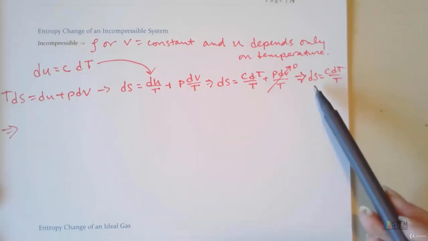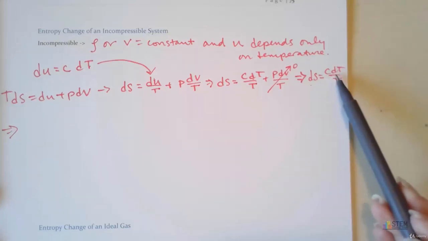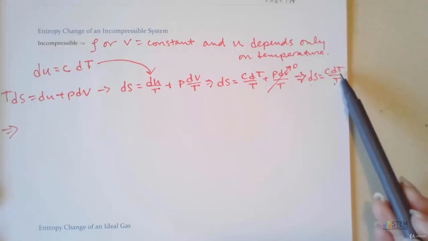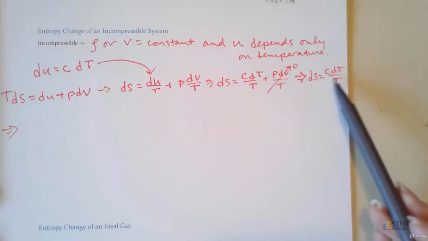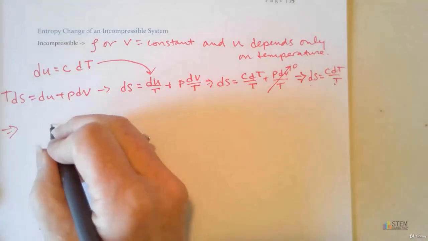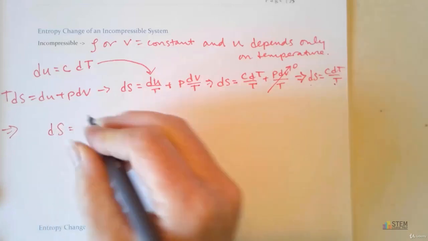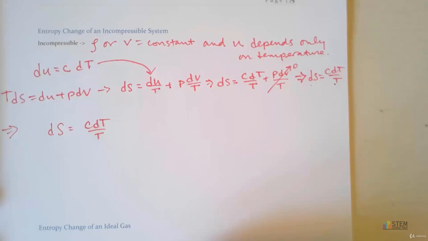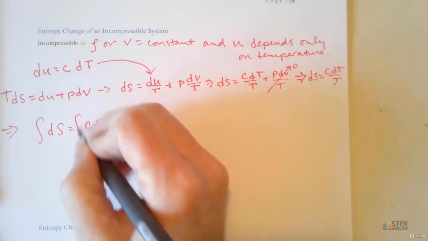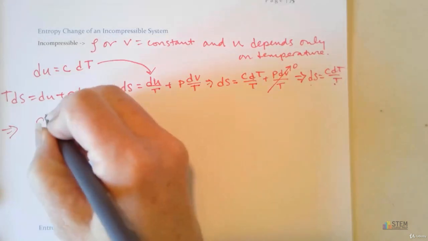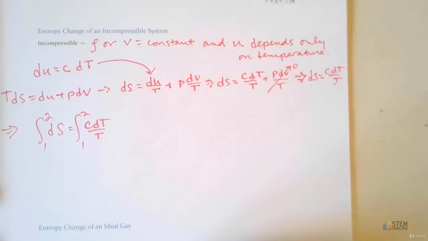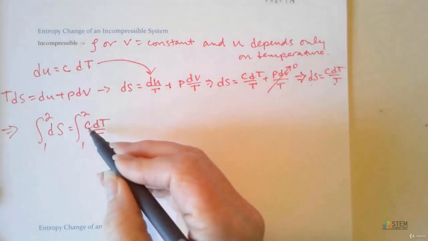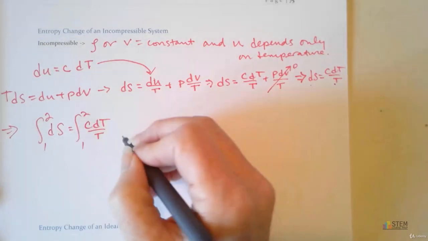So now if you look at this, we've got ds equals C dT over T. We've got these two differentials in here, right? How do we get rid of that? What do y'all think? We need to integrate both sides, right? So let's integrate both sides. We're going to go from state 1 to 2 on both sides. Remember, C is a constant, so that pulls out.